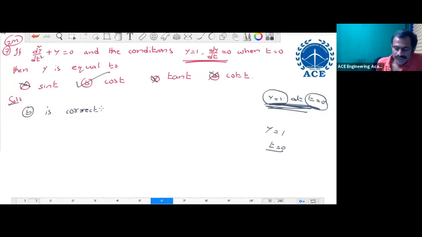This is the verification method. So if the problem is given like this, without doing the problem, just by verification, we can choose the answer. It is also 2 marks like the previous one. If the problem is given like the previous one, then we should do the problem. But if the problem is given like this, we can choose the answer without doing the problem. That is the advantage.